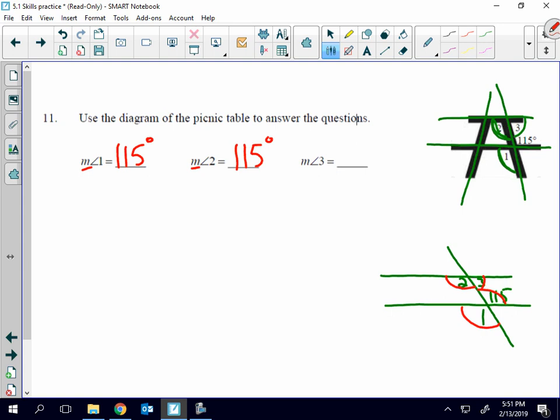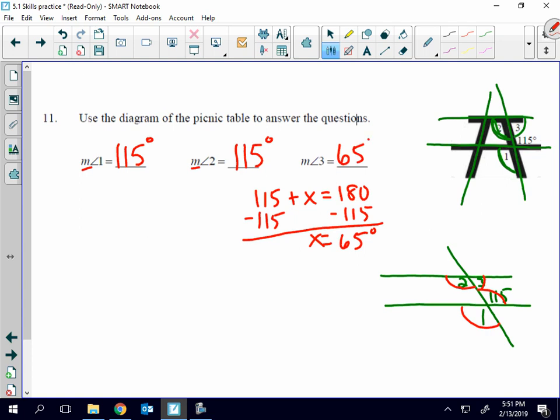All right, so then angle 3 is a little angle. Well, we know that the 115 plus the other one has to equal 180. So if I subtract 115 from both sides, I get x to be 65 degrees.